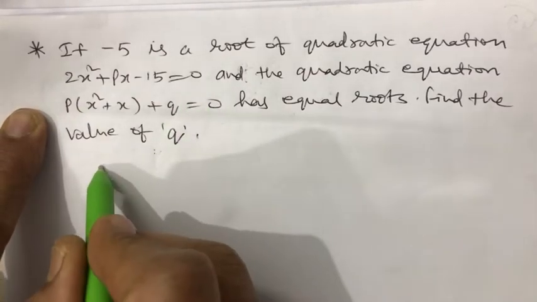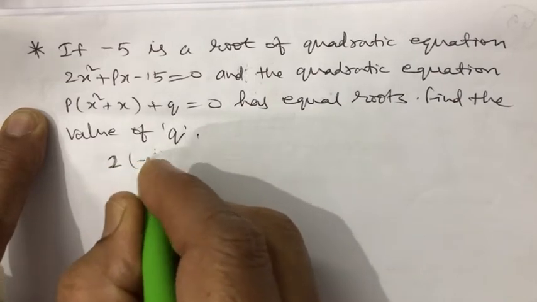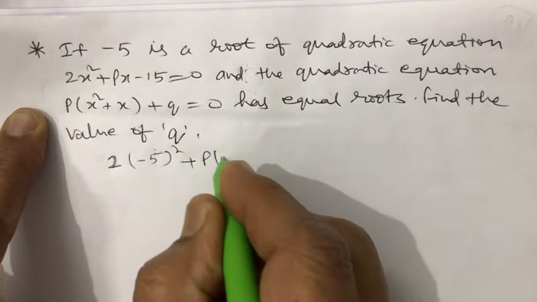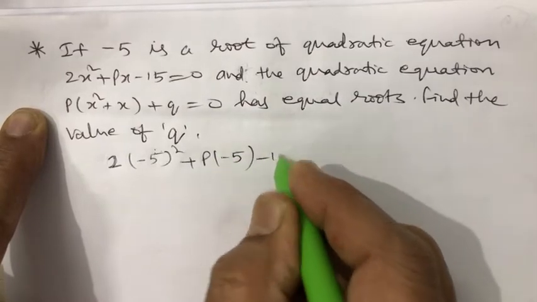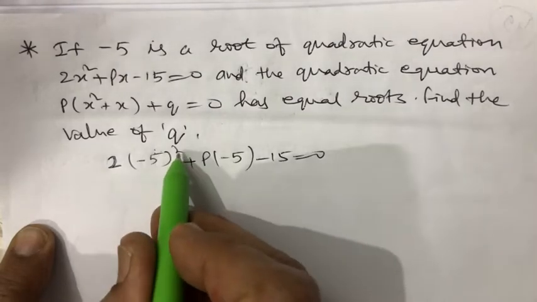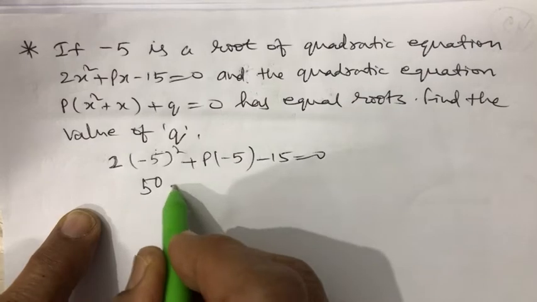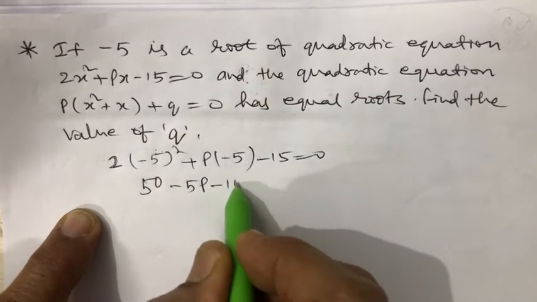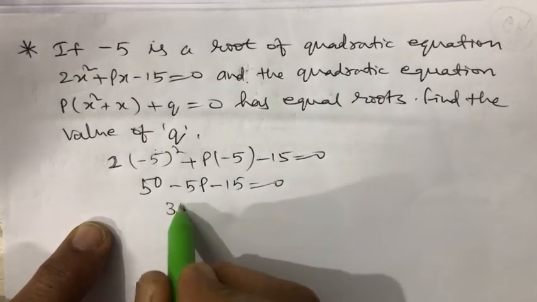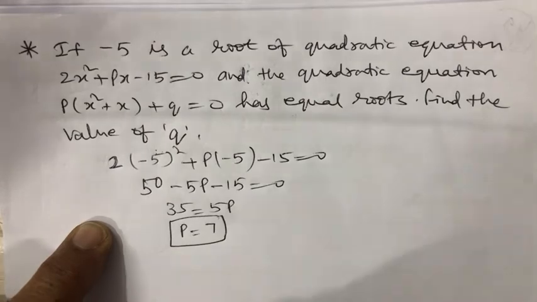So first we start with 2 into minus 5 square plus p into minus 5 minus 15 equals 0. 5 square, 25 into 2, that is 50, minus 5p, minus 15, equals 0. So it will become 35 equals 5p, or p is nothing but 7.